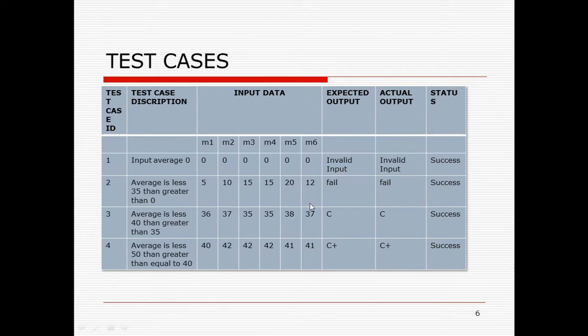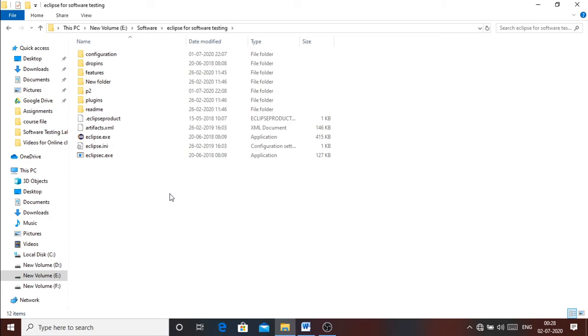Similarly, in the second case, if the marks are less than 35 and greater than 0, it means fail. The average marks here is definitely greater than 0 and less than 35. So the expected output is fail, the actual output is also fail, and that is why the status is success.